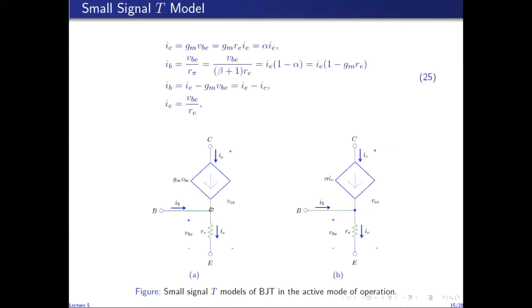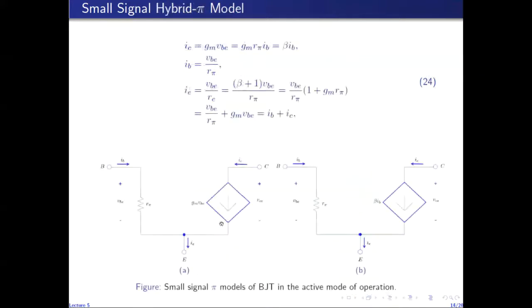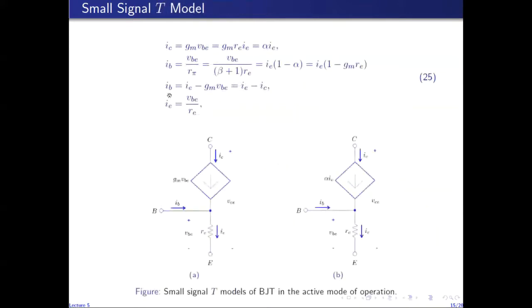So in this model, instead of R pi, we have small RE. Whenever you have a resistance in the emitter branch, it will be RE, and resistance in the base branch, it will be R pi. And from this equation, you can see that IB is equal to IE minus IC. So IB plus IC is IE. So IB is IE minus IC.